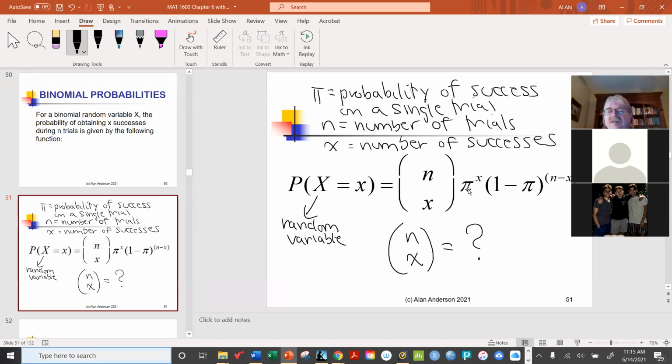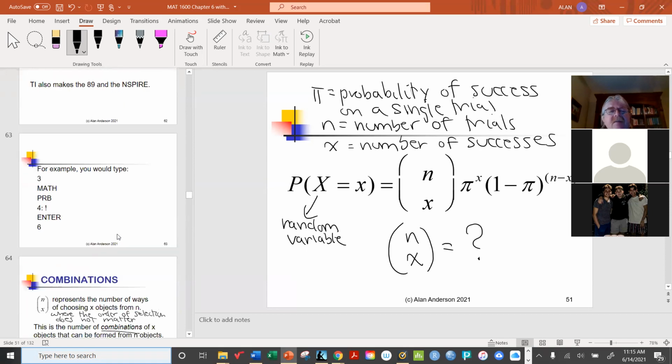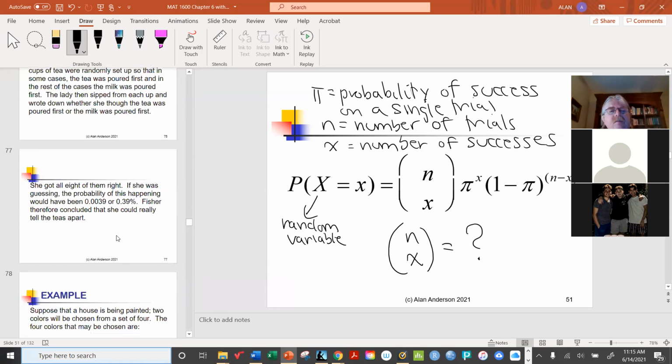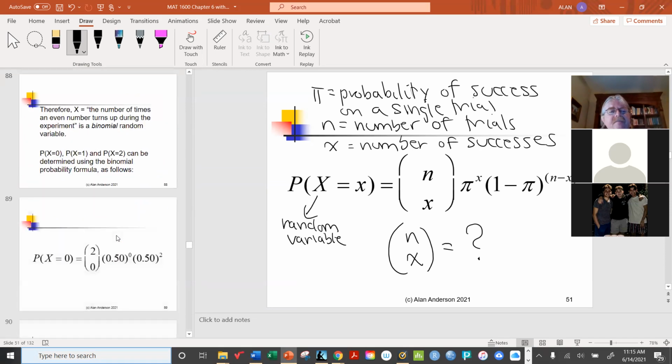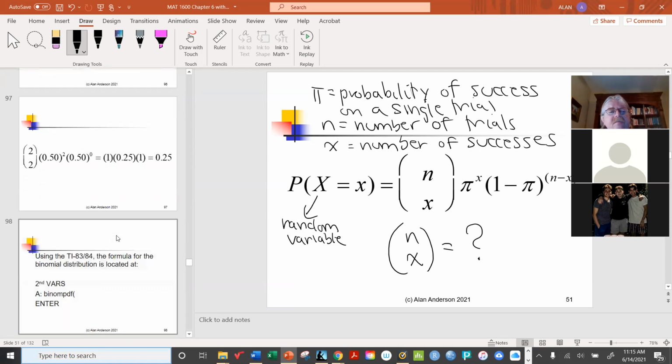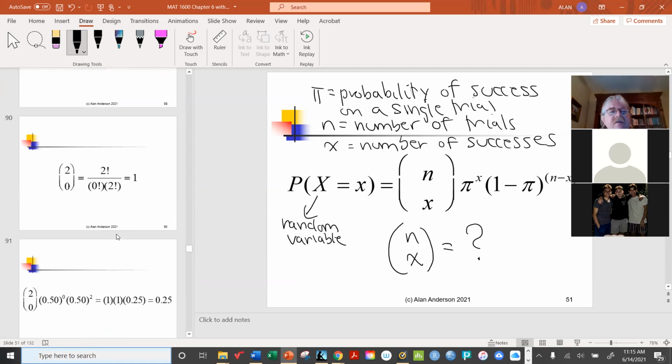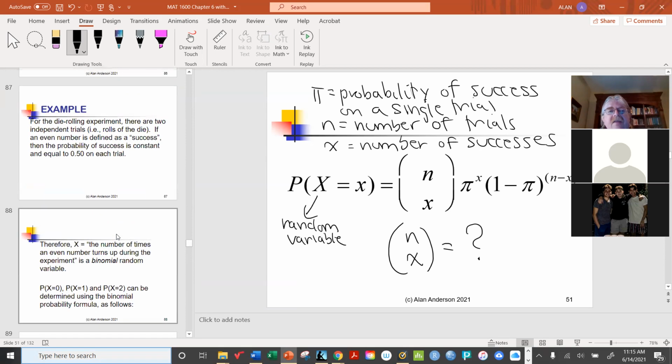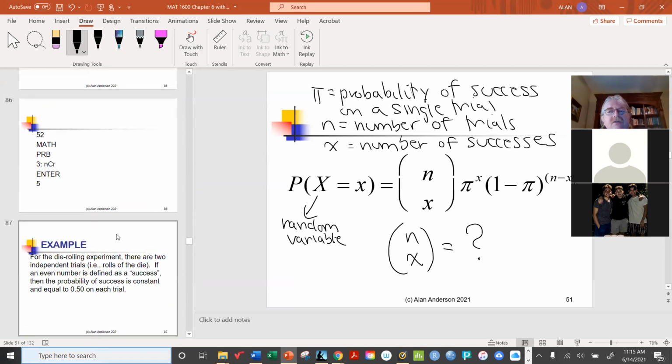The probability of success is raised to the x power. 1 minus the probability of success is raised to the n minus x power. So we're about to start some actual examples here of the binomial distribution. We're going to do it the long way, step by step, and then I'm going to show you some shortcuts in the calculator.